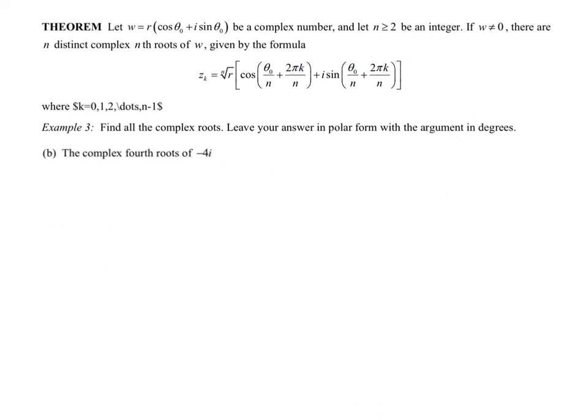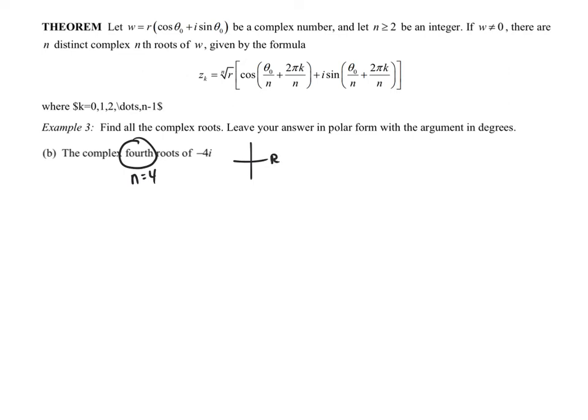All right, in example B, we want to find the complex fourth roots of negative 4i. So the fact that we're finding the fourth roots tells me that n is equal to 4. And the first thing I want to do is convert negative 4i to polar form. Well, this one is more easily done just by plotting it.